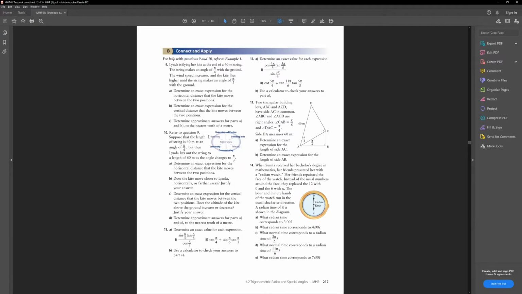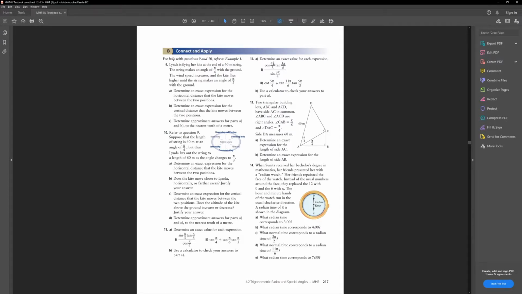Now, I've also assigned question 12, which is just a simple evaluation question. It might look complicated, but I assure you it is not. It's just testing whether or not you can apply the unit circle, or if you can evaluate the multiples of the primary or the special angles.